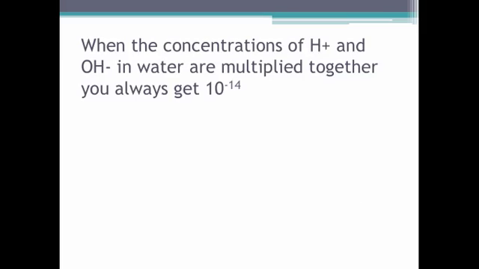Now, one fact that you will have to come to grips with is this one. When you look at the concentrations of hydrogen ions and hydroxide ions in water and you multiply them together, you always get a value of 10 to the negative 14. It's always the case, it's a fact.